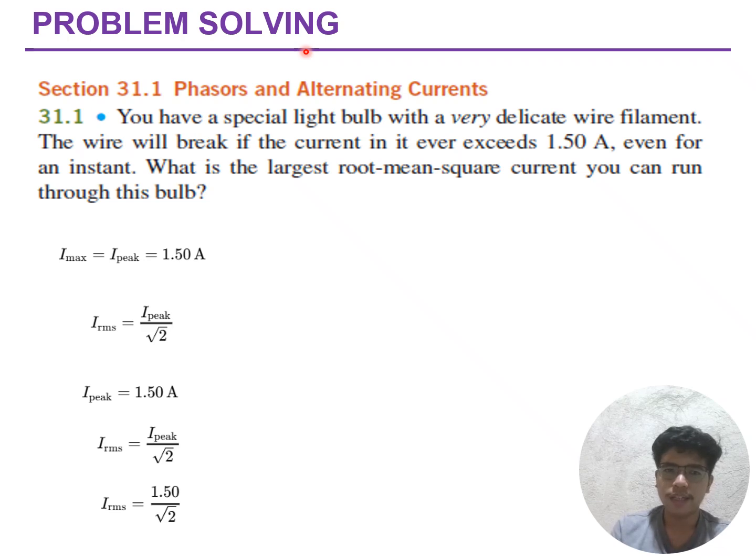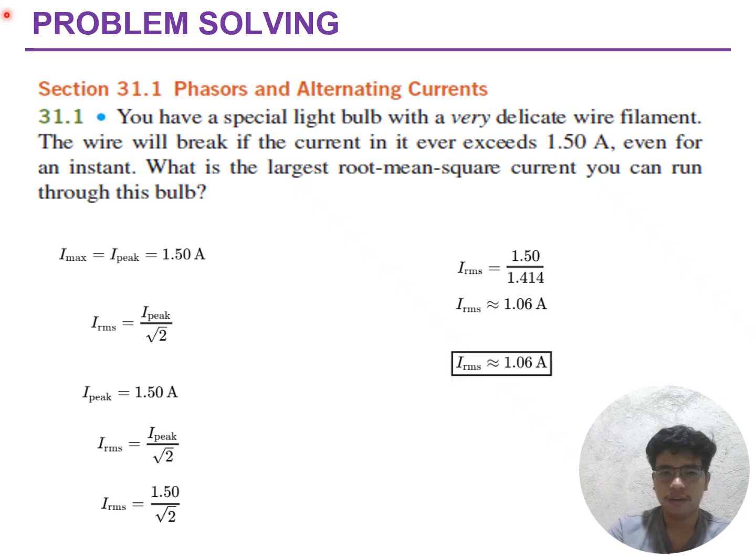For AC current, the RMS value is related to the peak value by dividing by square root of 2. Then substitute the given value. You have this one, which we just only need is 2. Substitute. Then after that, we need to compute the value. Then after computing the value, this is the final answer.